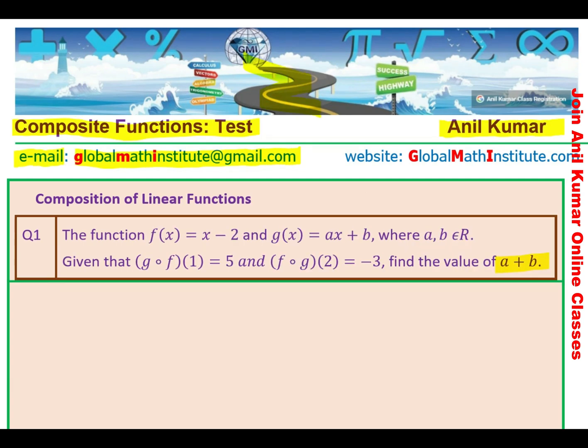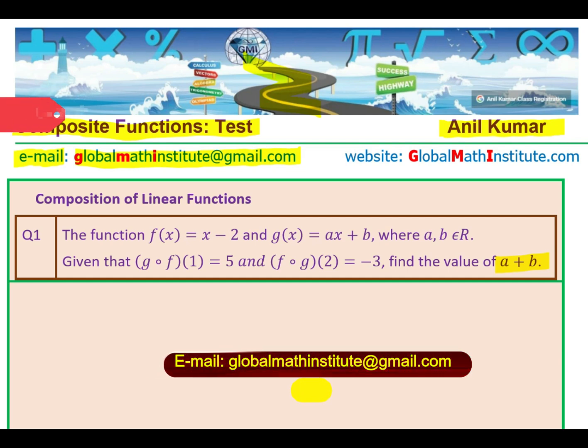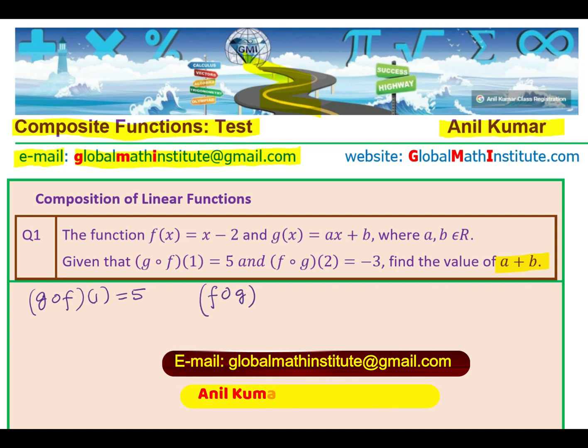So now let's look into the solution of one of these questions. The very first one, let me take that. In this particular video, the rest will follow up in the other videos. The function f of x is x minus 2 and g of x is ax plus b, where a and b are real numbers. We are given that f of g of 1 is equal to 5. And we are also given that f of g of 2 is equal to minus 3. Find the values of a and b.